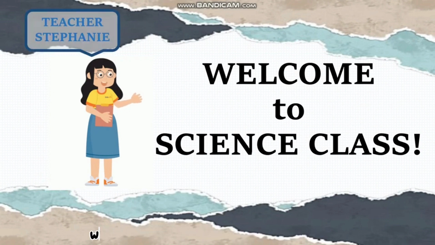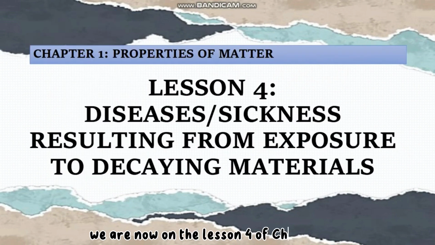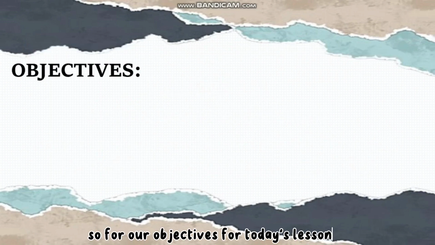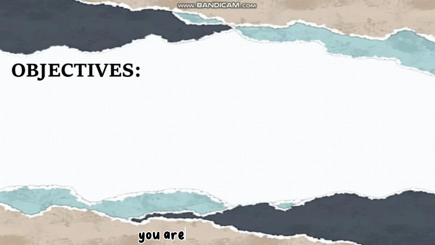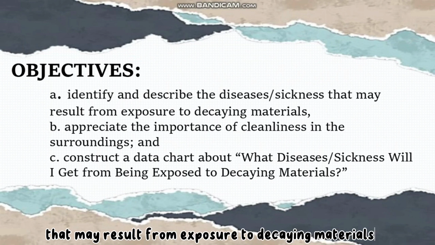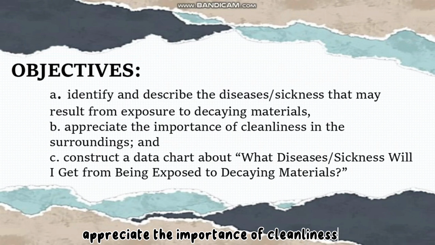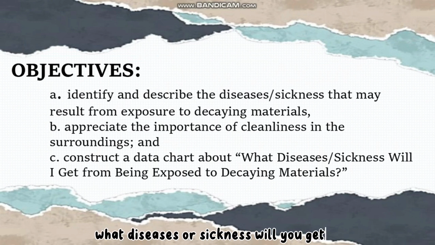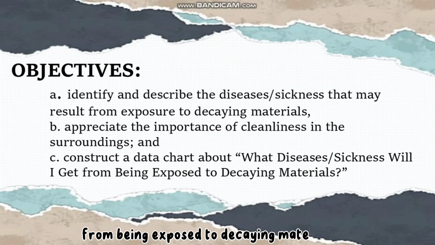For today's lesson, we are now on Lesson 4 of Chapter 1, which is entitled Diseases or Sickness Resulting from Exposure to Decaying Materials. For our objectives, at the end of the lesson, you will be able to identify and describe the diseases or sickness that may result from exposure to decaying materials, appreciate the importance of cleanliness in the surroundings, and construct a data chart about what diseases or sickness you will get from being exposed to decaying materials.